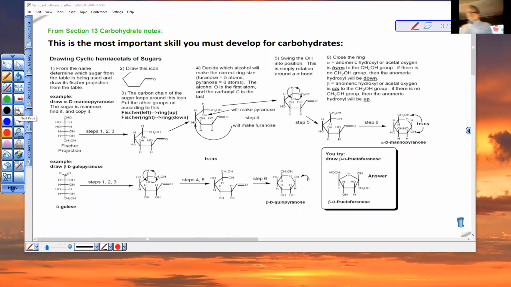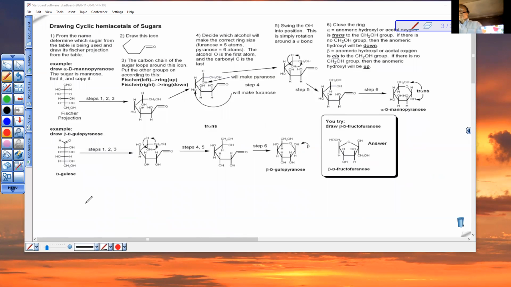I hope it's clear here. I stole this right from section 13 carbohydrate notes. That's Moodle section 13. And it's got the rundown on how to go from a Fischer form. These are Fischers. I want to remind you, because I don't think your section did a great deal of details on Fischers. But Fischer does stereocenters like this. And it's a time saver.